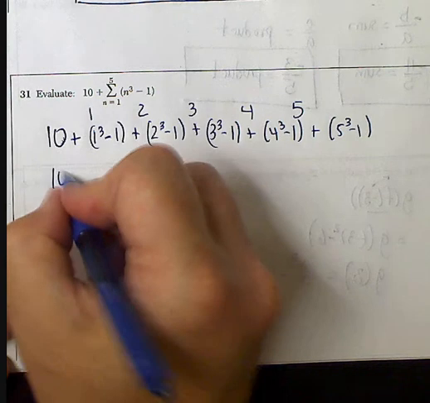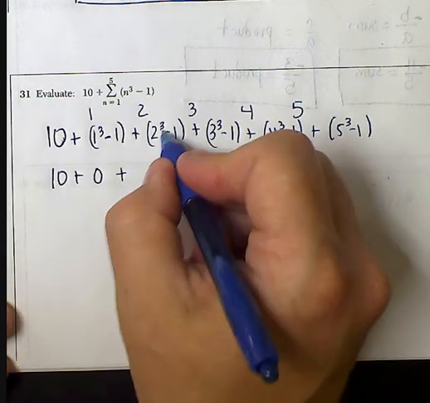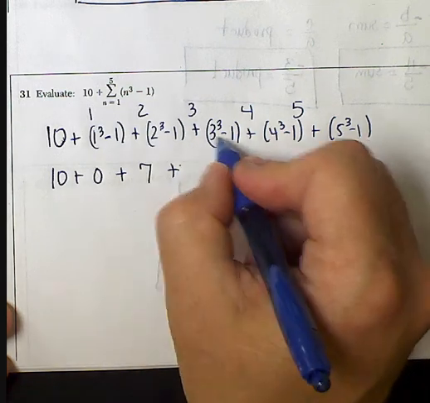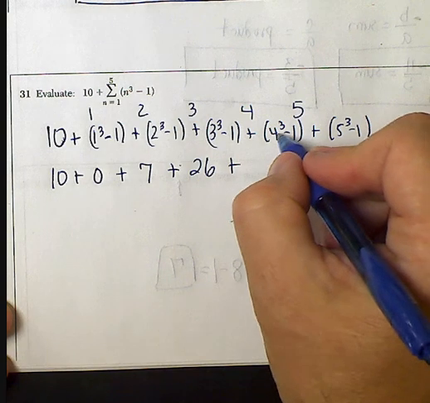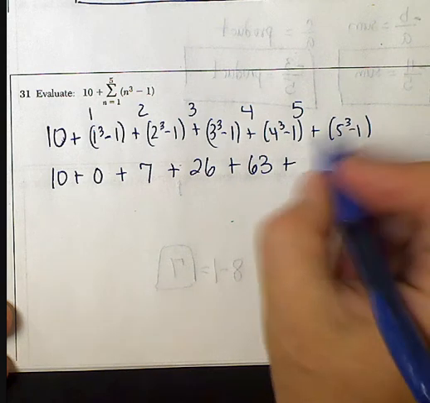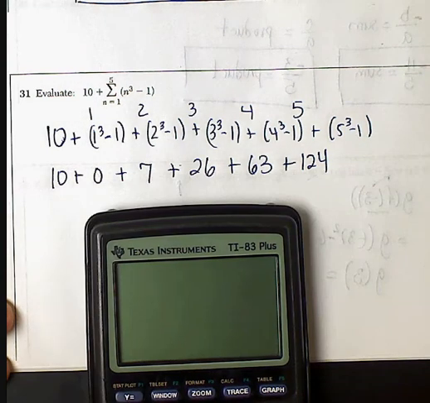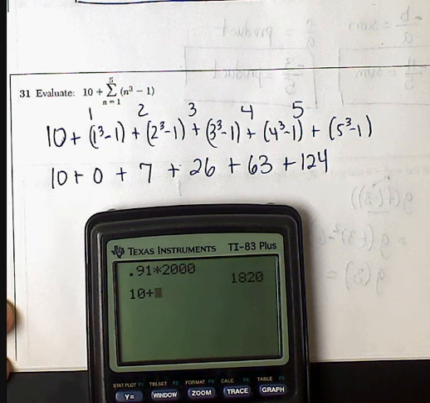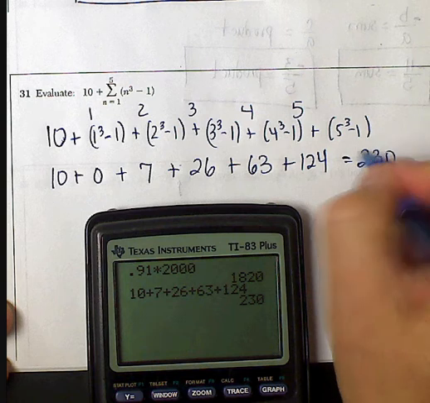So this is 10 plus, 1 cubed is 1, minus 1 is 0, plus, 2 cubed is 8, minus 1 is 7, plus, 3 cubed is 27, minus 1 is 26, plus, 4 cubed is 64, minus 1 is 63, plus, 5 cubed is 125, minus 1 is 124. Again, then get a calculator out and add these up. 10 plus 7 plus 26 plus 63 plus 124 equals, and we get 230.